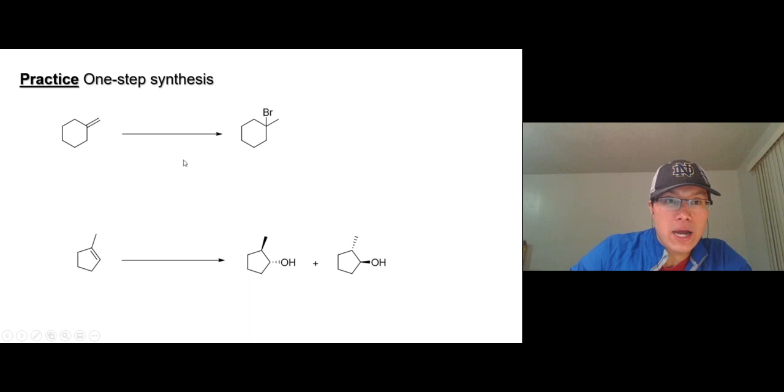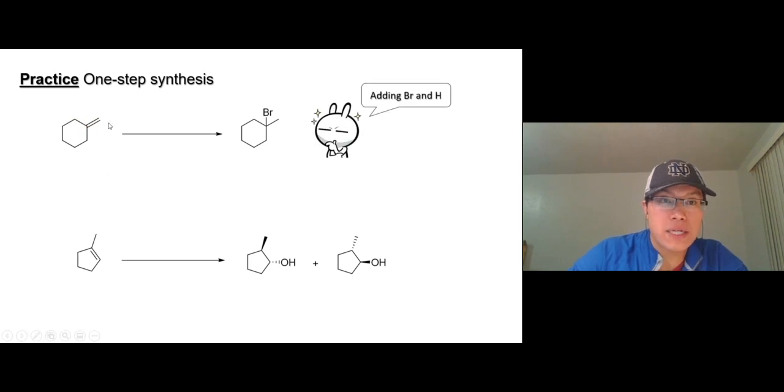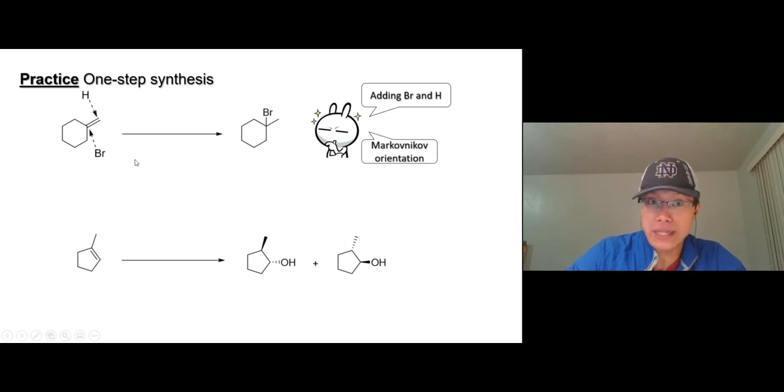Right here, what we've got looks like we're adding bromine on here. This is the more substituted carbon. See that? Adding bromine and hydrogen, hydrogen goes on here. You should realize that that's a Markovnikov orientation, and there's only one reaction that you can do this with. HBr. That's it. All right. Next one.